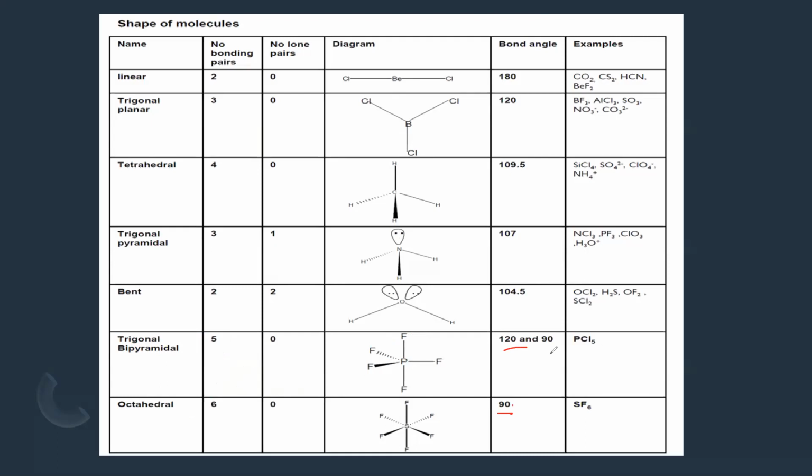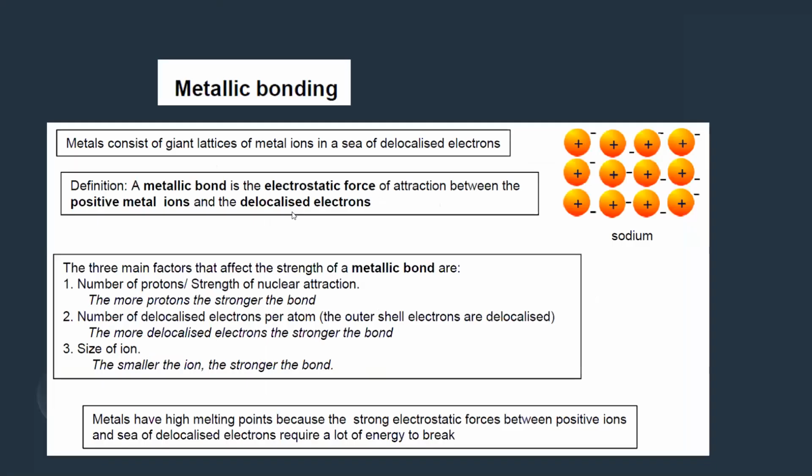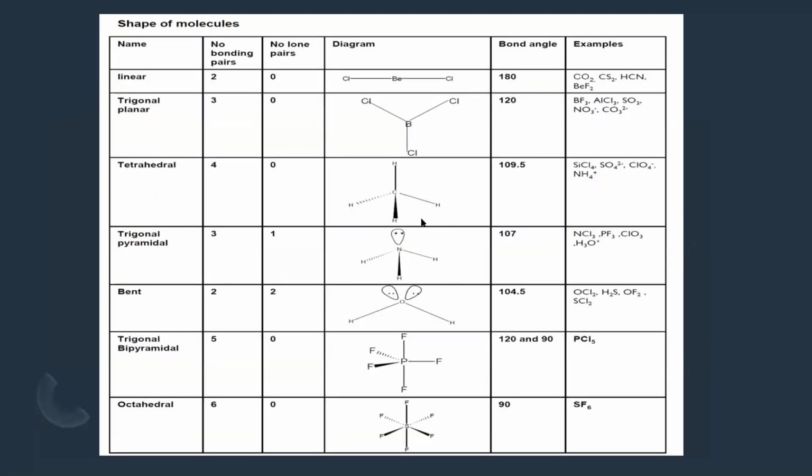So PF5 or PCl5 is trigonal bipyramidal, and SF6, with 6 electron pairs, will be octahedral. So you have to learn this table, and it is better to learn these examples as well, so you can recall the idea easily. It's not necessary to memorize, but you should know these bond angles, the geometry, and the shape.